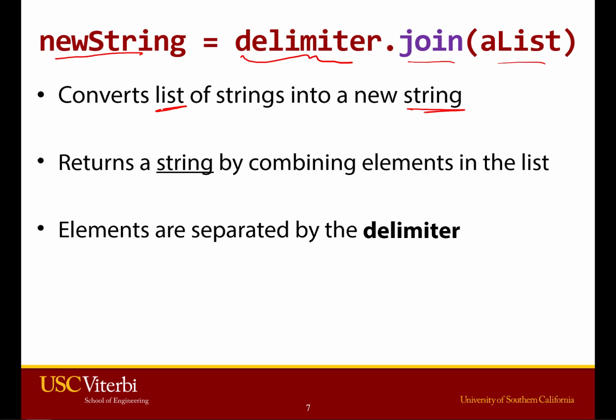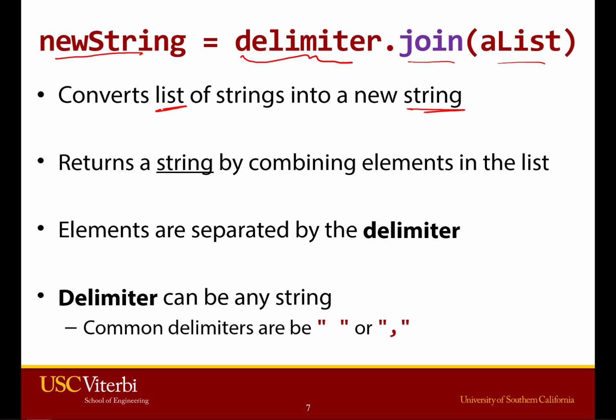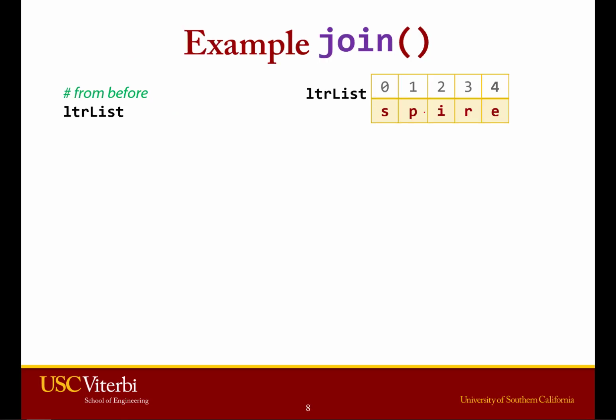Now, when you separate every item in the final string, you separate them by a symbol called the delimiter. The delimiter is not something special in Python. It's just a term we use for basically any string that's going to separate some characters. The most common delimiters that we're going to see are a space or a comma, but it can really be anything. It's just a symbol that separates other strings. Let's look at an example.